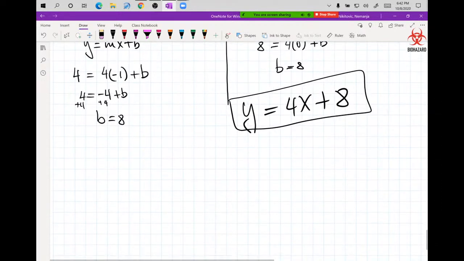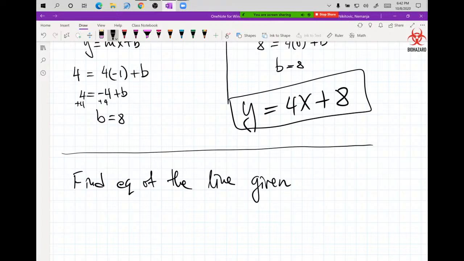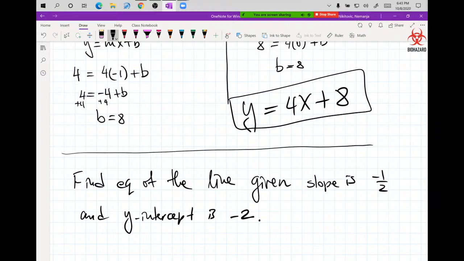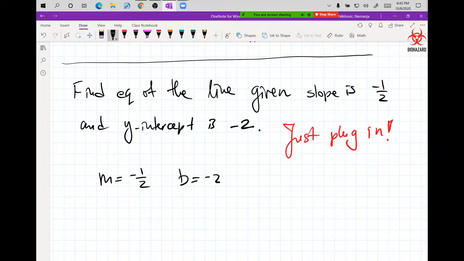Now I want to show an easier problem than this. Find the equation of the line given the slope is, let's say, -1/2 and the y-intercept is, let's say, -2. I'm going to write this in block. Just plug in. There's nothing to calculate here because they just gave you that m is -1/2 and b is -2. It's given in the text. So you just plug them in and you're done.